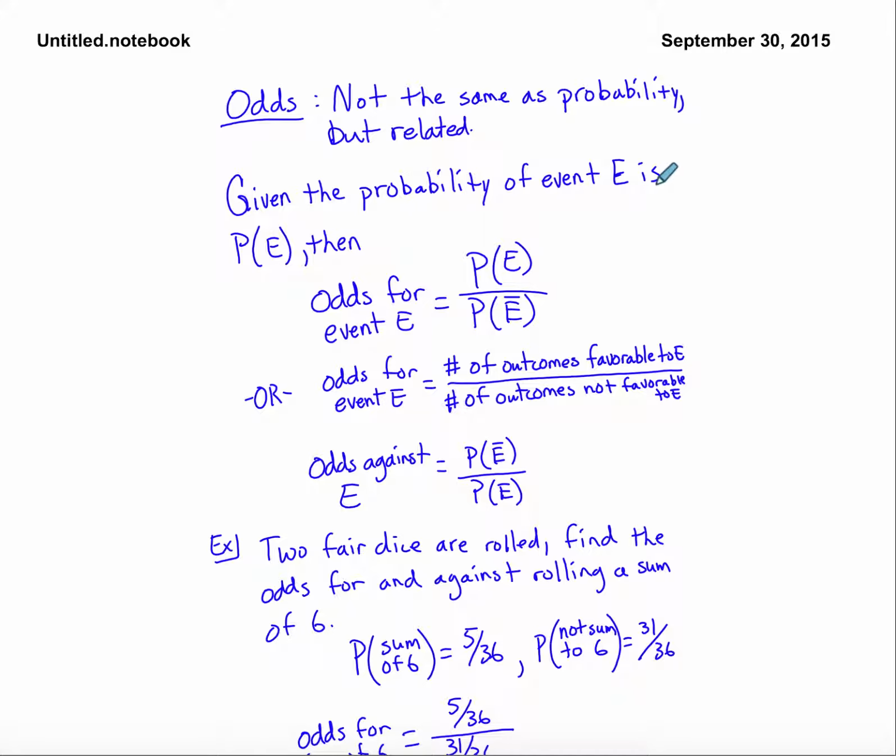Given the probability of an event is, let's say, the probability of E, then the odds for the event are the probability of E over the probability of its complement. So you can kind of think of it as this is the number of ways that E can happen, and this is the number of ways that E can't happen. That's the way I like to think of it, as the number of outcomes in favor of E and the number of outcomes not in favor of E. If you like odds against, because some people like to do odds against, then it's going to be the complement over the event.